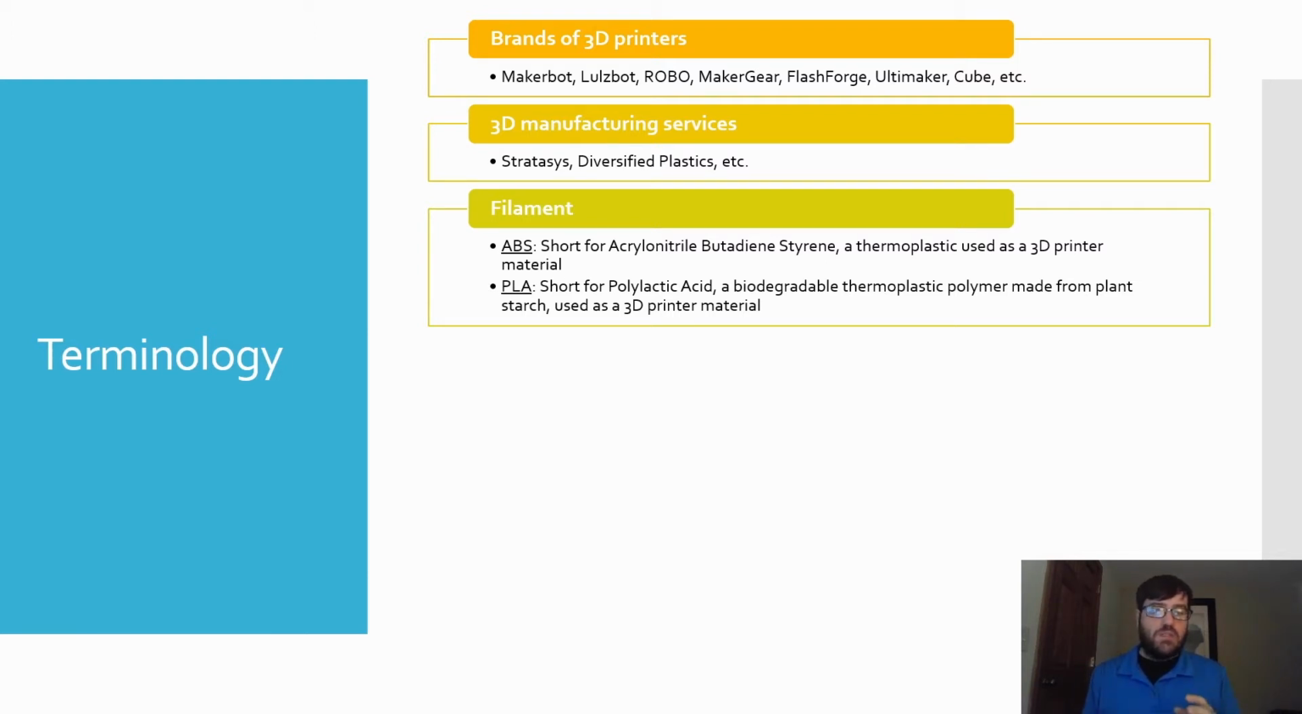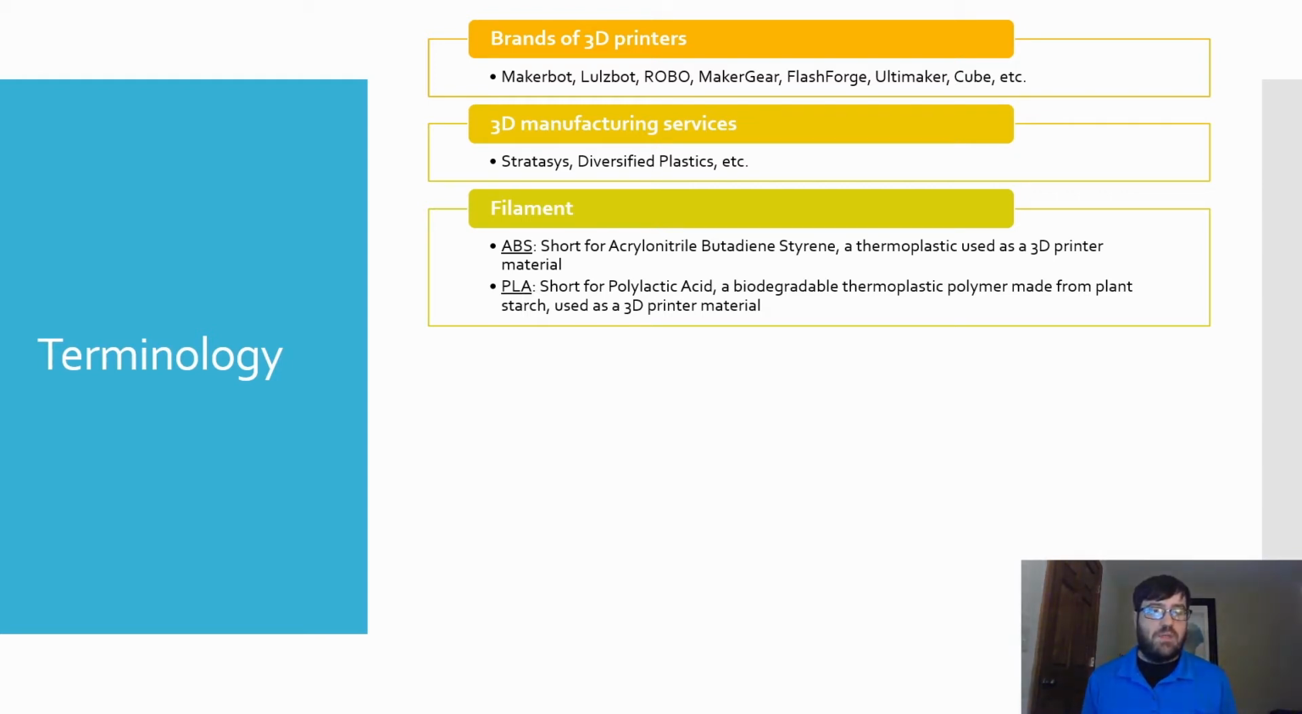It's more durable, but there are some questions about the fumes that occur when you're using it, because you are essentially melting and remolding plastic, and as we all know, you shouldn't really burn plastic. So this filament was popular at first, but a lot of places, including the Orland Park Public Library, have since switched to PLA, which is short for polylactic acid, a biodegradable thermoplastic polymer made from plant starch, and is the most popular now.